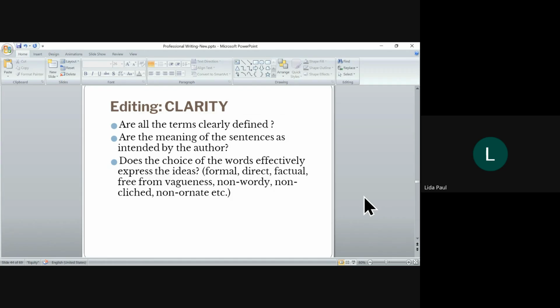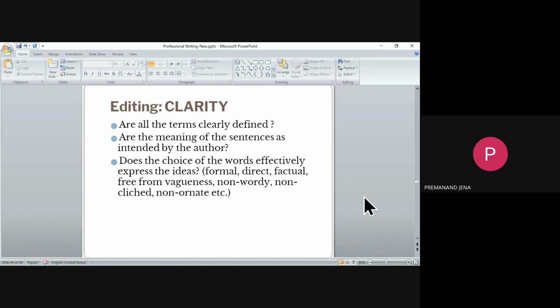So in this part, you're also going to see if the language you used is formal, is it direct, is it factual, is it free from vagueness, right? Is it non-wordy? What is non-wordy? What do we mean by non-wordy? Any idea?